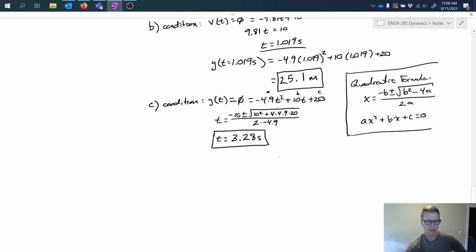Now, for fun, we can also evaluate, well, what is the velocity at this time, 3.28 seconds. And we can plug it into our velocity equation. And we end up finding that the velocity when it strikes the ground is 22.19 meters per second. Negative, which means it's traveling downward. All right, thank you.